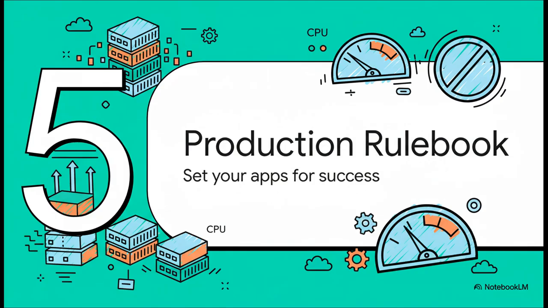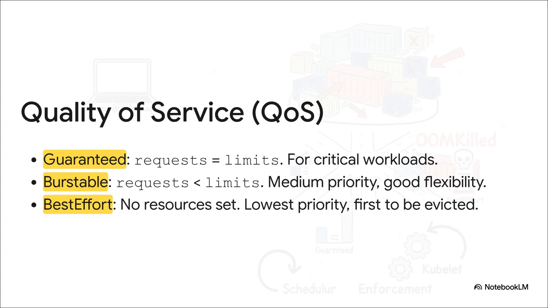Okay, so now that we understand the problem and the tools Kubernetes gives us, how do we actually set our apps up for success? Let's get practical and look at the production rulebook. So depending on how you set requests and limits, Kubernetes automatically assigns your pod a quality of service class. If requests and limits are equal, you get guaranteed. That's for your mission-critical stuff. If requests are less than limits, you get burstable, which offers good flexibility. But, and this is a big but, if you set nothing at all, your pod is classed as best effort. And that sounds nice, but it means your app is at the bottom of the food chain. If the server is under pressure, your app is the very first to be killed. Just don't do this in production.